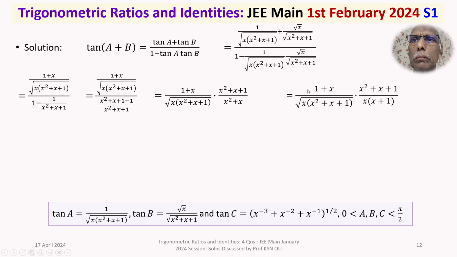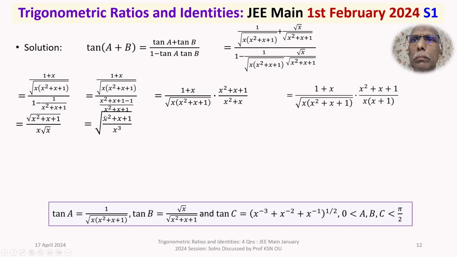1 plus x cancels. X will remain, root x root x. And root of x square plus x plus 1 cancels with root of x square plus x plus 1 in the numerator. So you will have root of x square plus x plus 1 by x root x, and this x root x is x to the power of 3 by 2. So that will be under the square root of x square plus x plus 1 by x cube.